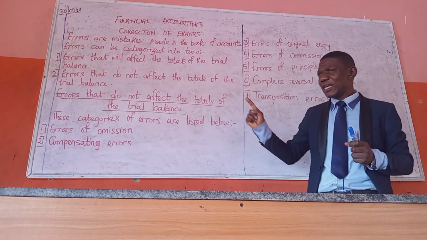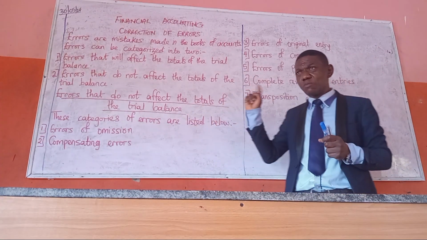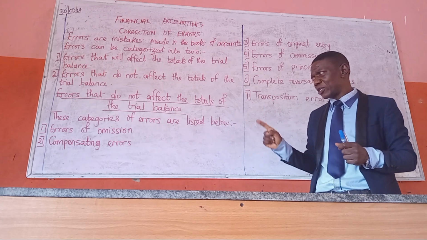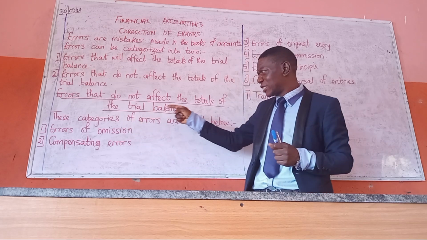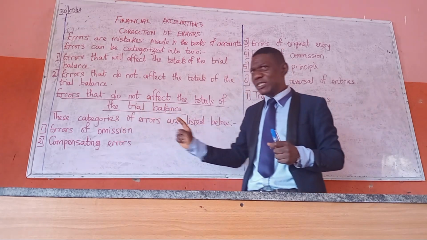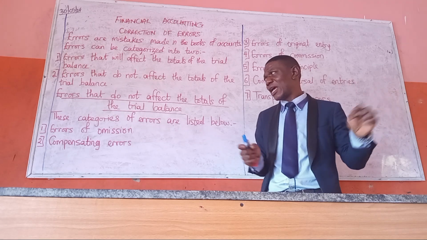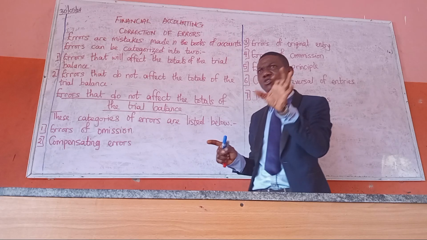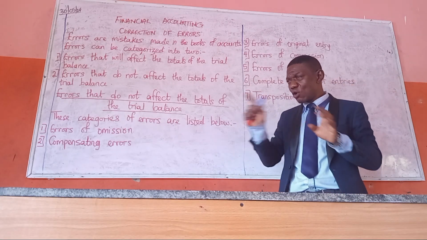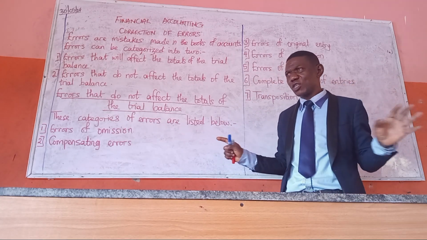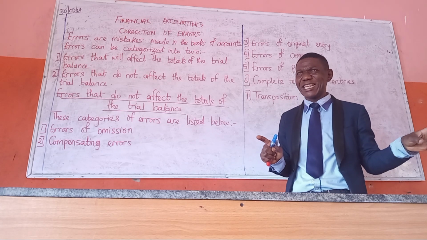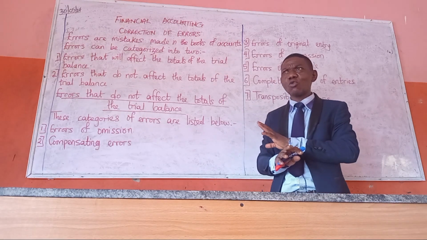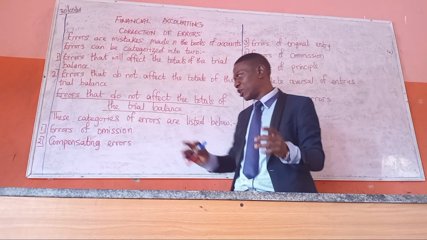Which means that for every transaction there must always be two recordings. Now in this type of error, it means there was no debit recording and there was no credit recording. That is what is meant by complete omission of a transaction. There was no debit recording in any book and no credit recording. It was totally omitted.